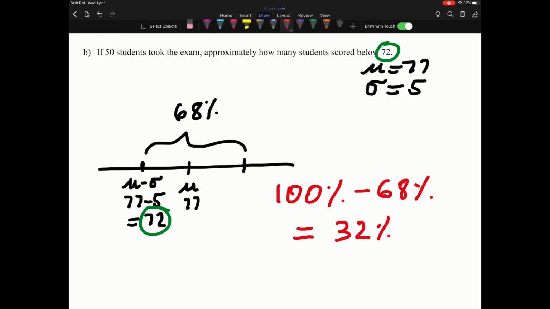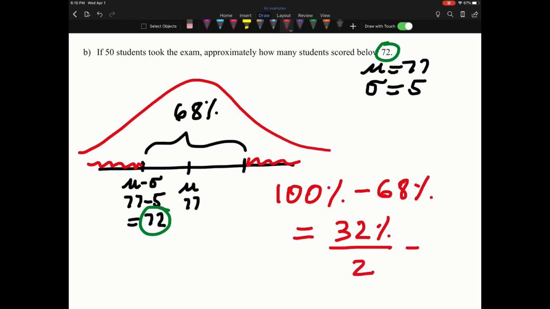So 32% of all scores will be located either here or here, because in the middle we know there are 68%. Everything else has to fall either on the left part highlighted in red or on the right part highlighted in red. Now, because of the symmetry of the normal distribution, we know that the same quantity falls on the right and the left. So if you divide 32 by 2, we get 16%. So 16% corresponds to the amount I have on this side, and the same amount on this side.